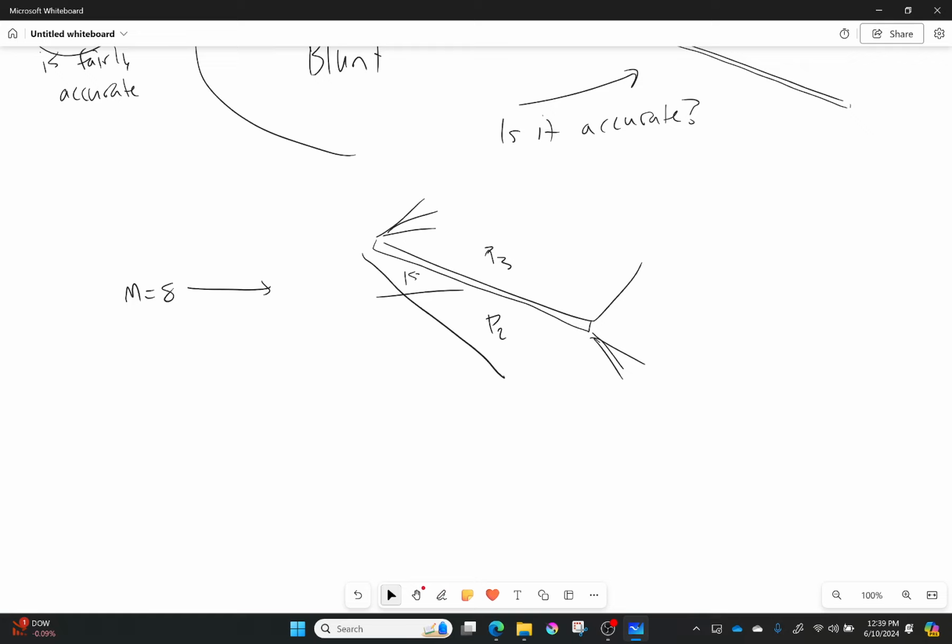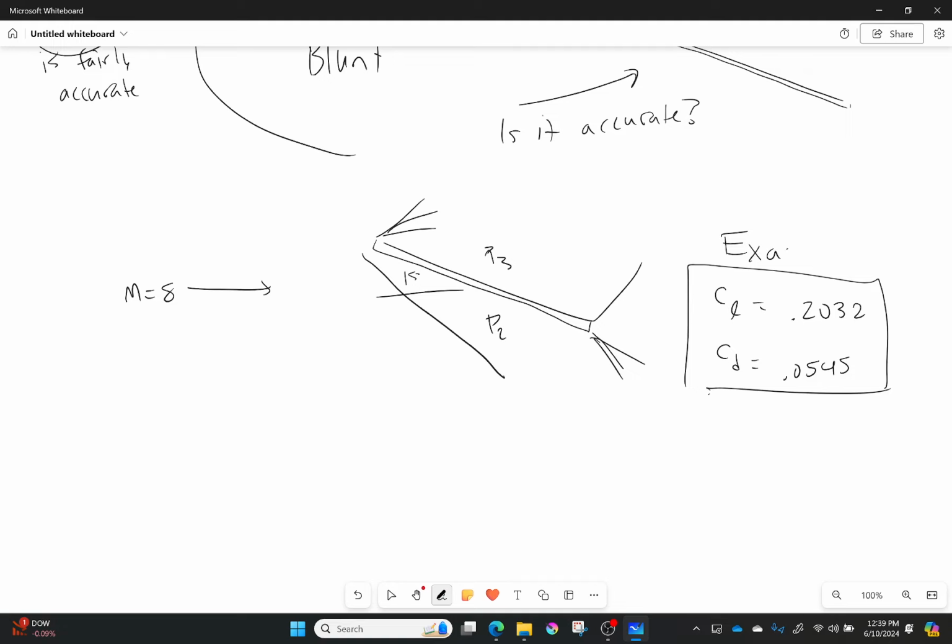So in the end, what I get is that my coefficient of lift per unit span is going to be equal to 0.2032. And my coefficient of drag is going to be equal to 0.0545. Okay, so this right here is exact, it is perfect, it is exactly what's going to happen for a supersonic flow at Mach 8. So now we got to say, okay, we've got that, but is modified Newtonian theory going to give me the same answer?